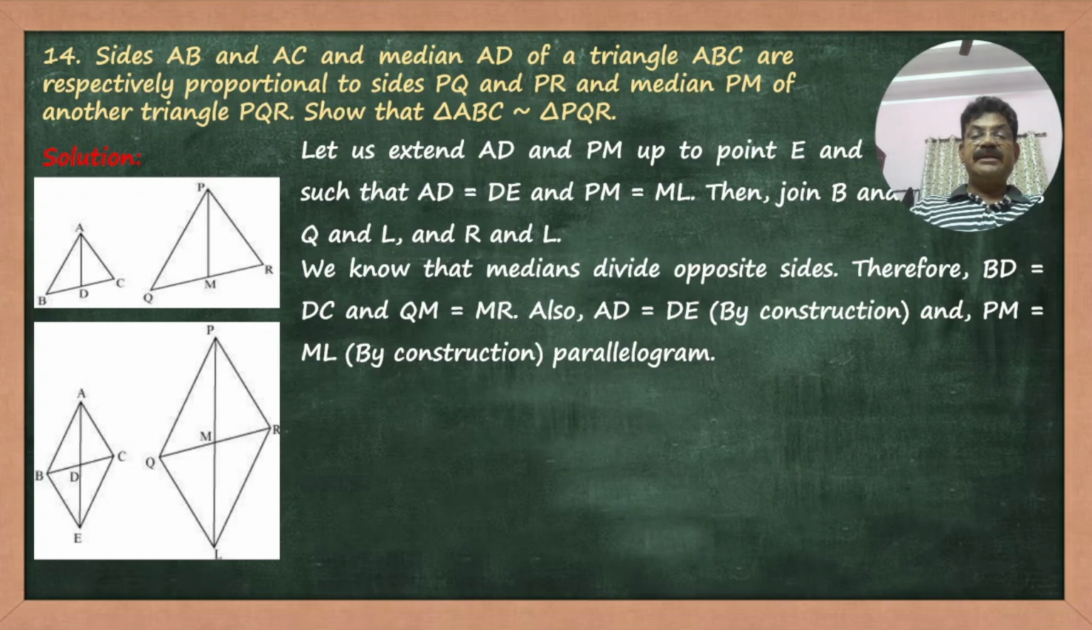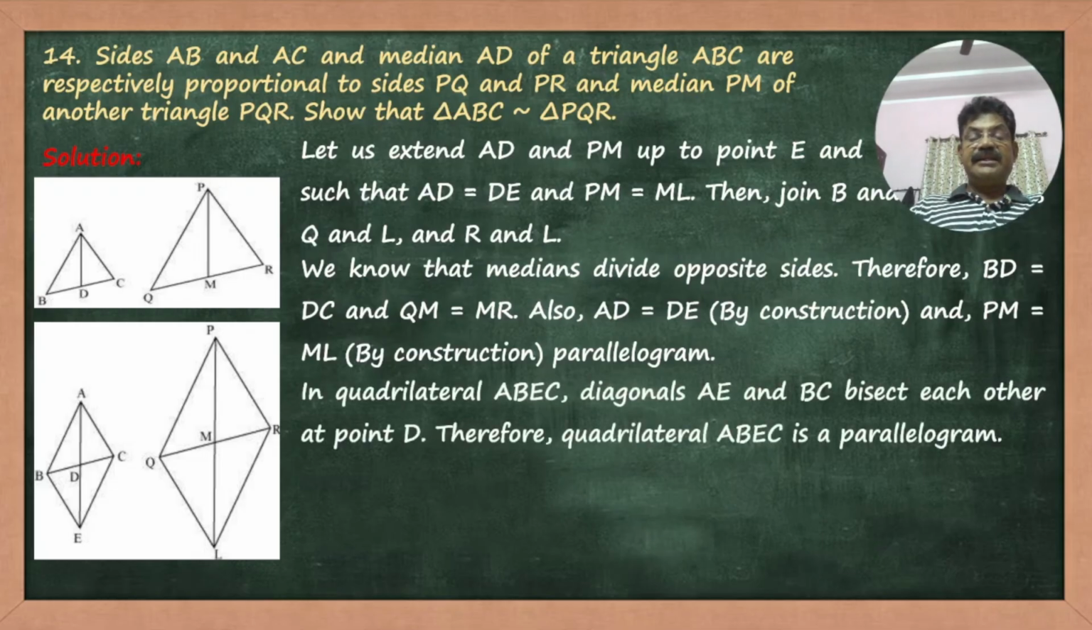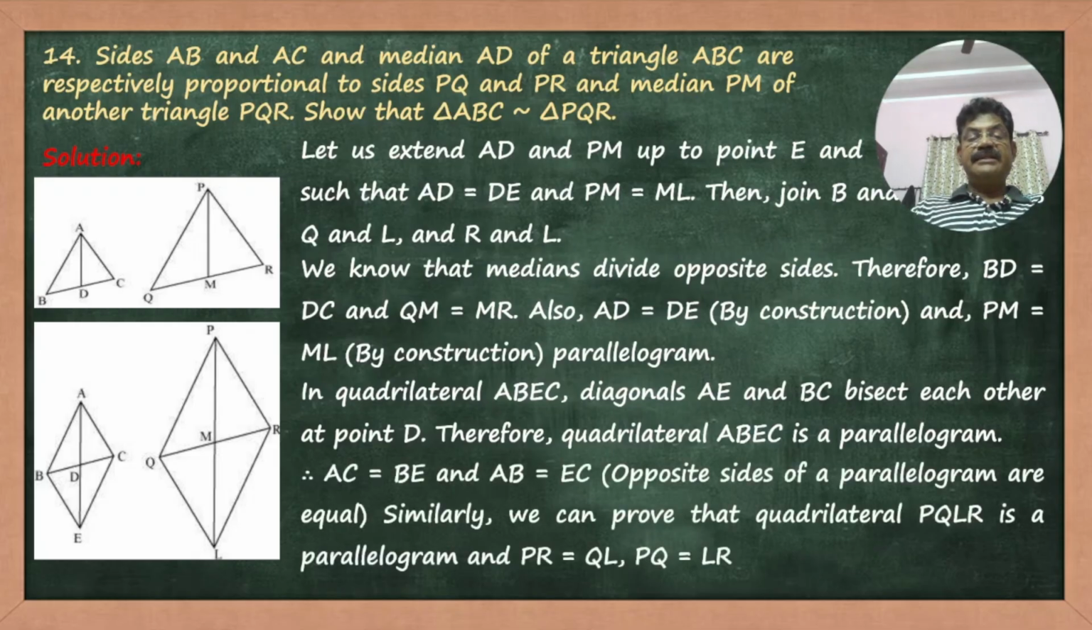Also, AD is equal to DE because it is a parallelogram. Therefore, PM is equal to ML. In quadrilateral ABEC, diagonals AE and BC bisect each other at point D. Therefore, quadrilateral ABEC is a parallelogram. Therefore, AC is equal to BE and AB is equal to EC because opposite sides of a parallelogram are equal. Similarly, we can prove that quadrilateral PQLR is a parallelogram and PR is equal to QL, PQ is equal to LR.